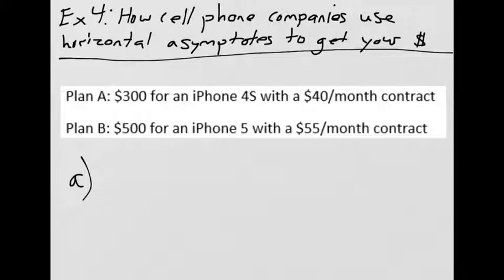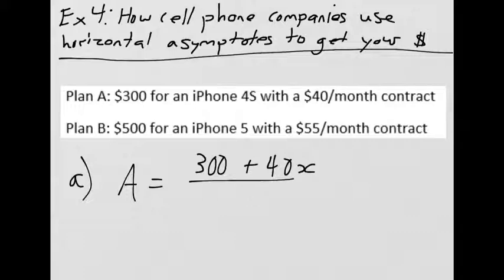The average per month. So I'm going to make one function. I'll do it for plan A. A would be $300 plus 40 times the number of months, divided by the number of months. Why divide by the number of months? To get per month. If you wanted to figure out how much on average this plan cost you over x number of months, from when you first got the phone in your hand to that day, you would have to include that initial fee plus $40 times the number of months that you've had the phone. Does that make sense? And then divided by the number of months.